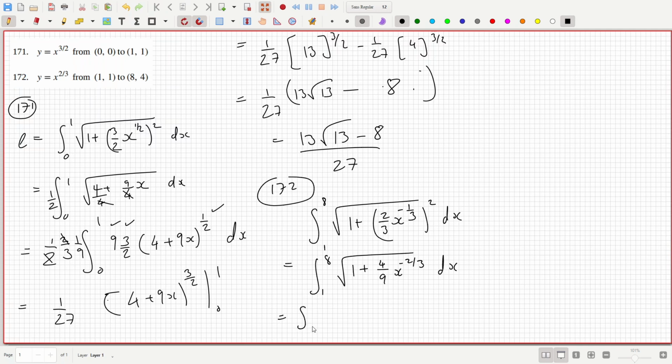That is 1 to 8, 9 over 9. I can take the 3 out, that's a third. And that's the root of 9 plus 4 x to the power minus 2/3, to the half, dx. Okay, let's try and get this to be a better form. So I'll put a 4 here, and a 1 over 4 here, and then a 3 over 2 here, and a 2 over 3 here.